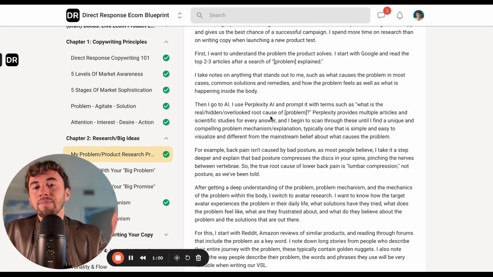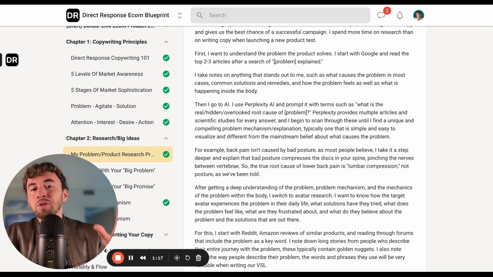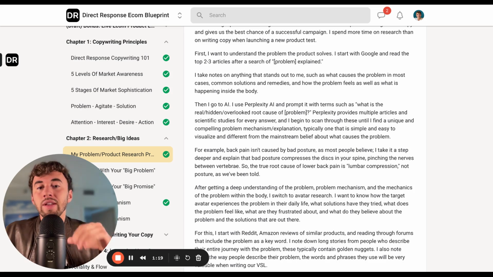Then we go to AI, and I use Perplexity AI. It's one of my favorites. They give tons of studies and research for every question you ask. So I ask it simple questions like what's the real or hidden or overlooked or little known root cause of this problem? And it's going to provide us with articles and studies that you can go and glance through. You can read the abstract, and if there's something interesting there, then you dive in and read that article, and you take notes on it.